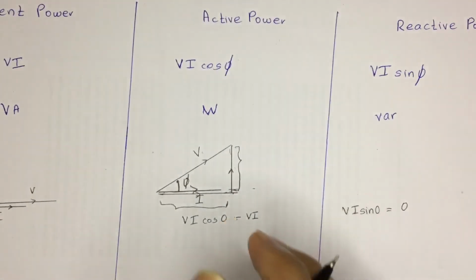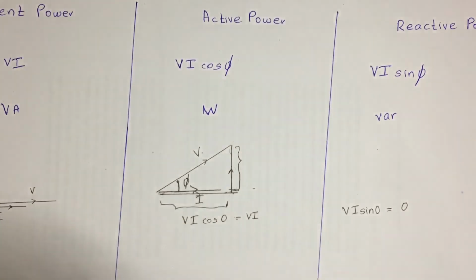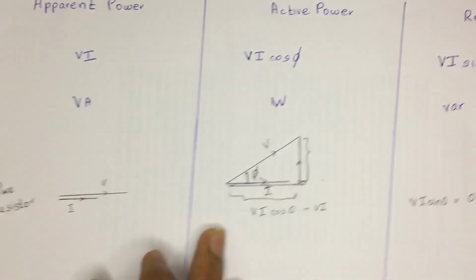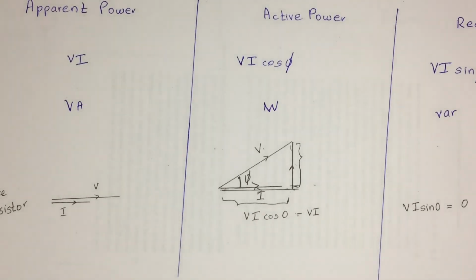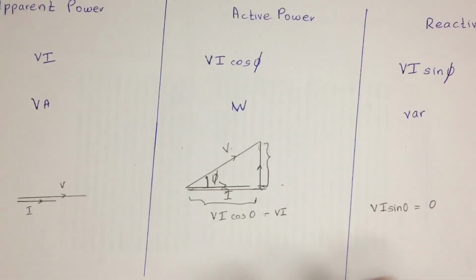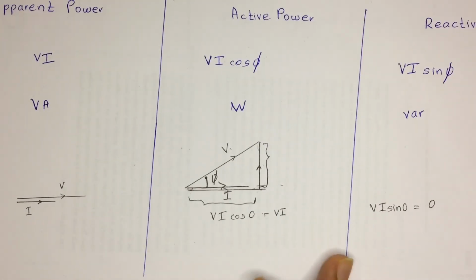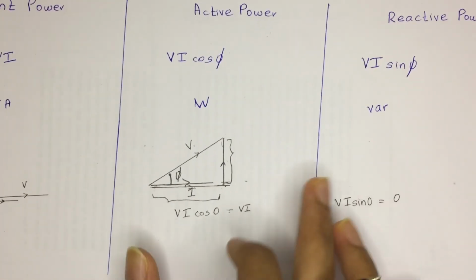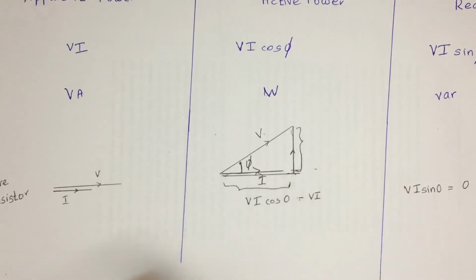So from that we can directly tell that when we are considering a pure resistor, we are going to get only one power, which is active power, which means it dissipates its energy. It's not going to store that power anyway, so the reactive power is 0 for the resistor. Likewise, you can do it for the inductor and capacitor.